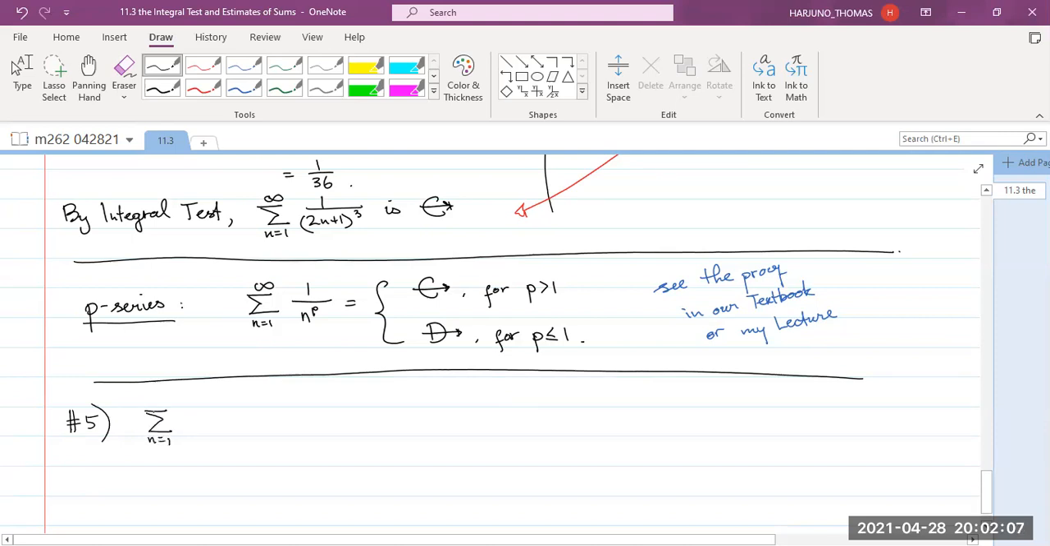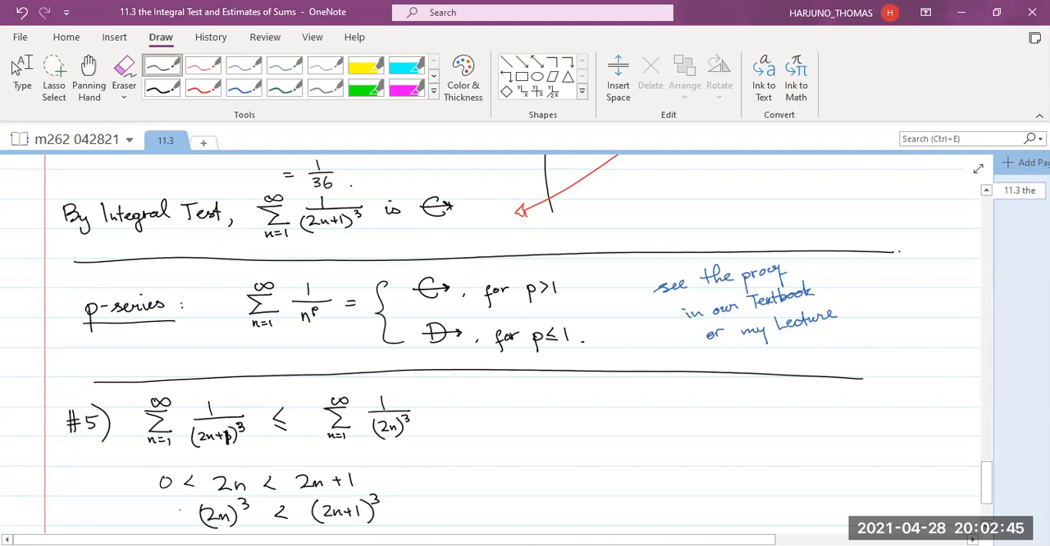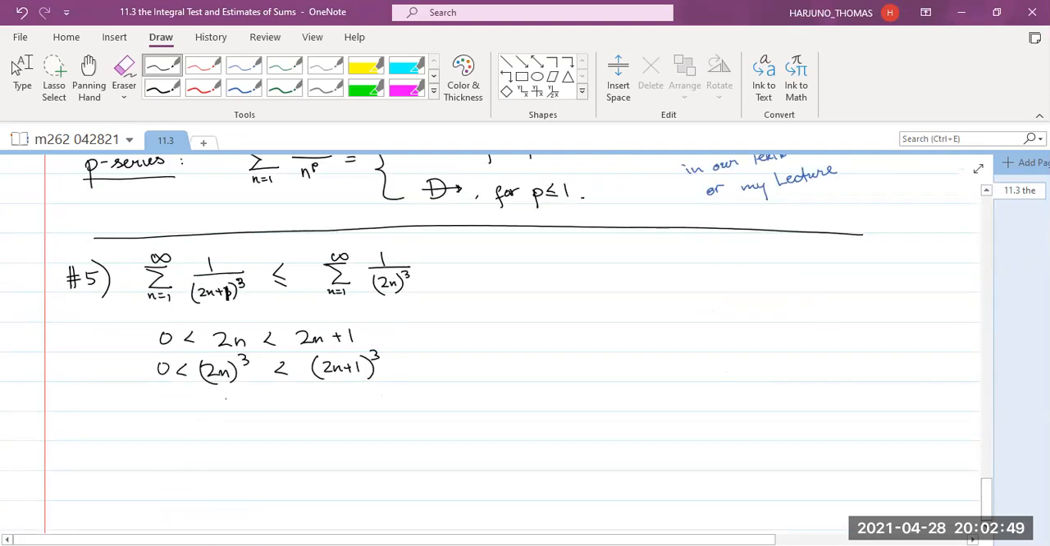This infinite sum from 1 to infinity of 1 over (2n plus 1) cubed, this is less than or equal to this. Can I say so? 2n is less than 2n plus 1, right? So (2n) cubed is less than (2n plus 1) cubed. But these are positive terms, such that the reciprocal is still positive. Is it right? But this is equal to 1/8 of the infinite series.